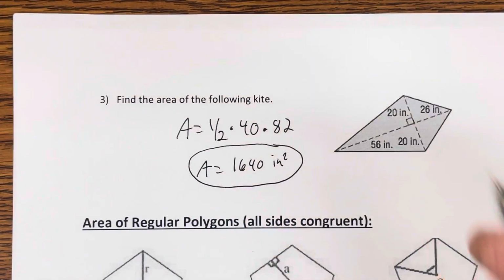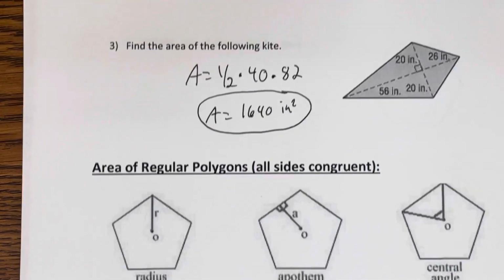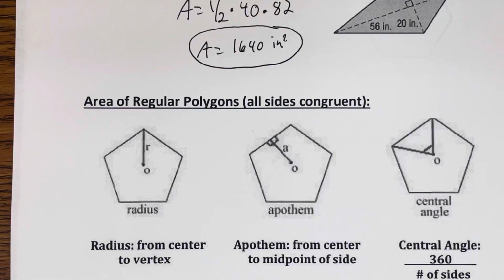So the kites and the rhombi should be fairly straightforward. The more difficult, challenging part of today is the area of regular polygons. So keep in mind, with a regular polygon, all of its sides are congruent and all of its angles are congruent. A couple key terms here.